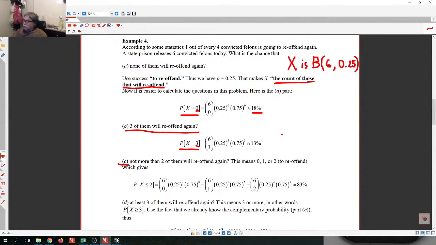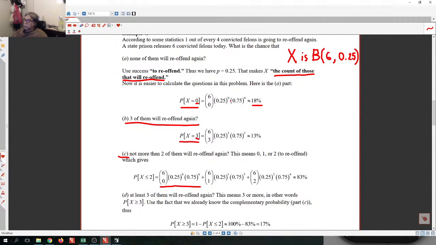We already calculated for 0. That was the A part of the problem, so that was 18%. Now we have to calculate for 1. I'm using exactly the same formula: 6 choose 1, 0.25 for successes, probability of failure, number of failures. That's for 1, and this is again for 2. 6 choose 2, the number of trials choose the number of successes. Probability of success to the 2, probability of failure to the 4. That's it. And when you calculate all of that, it turns out to be 83%.